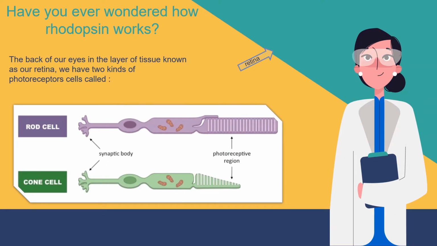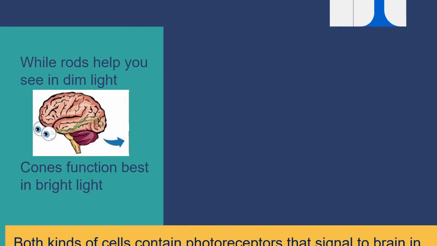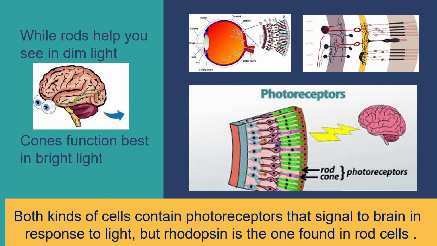Have you ever wondered how rhodopsin works? Well, at the back of our eyes, in the layer of tissue known as our retina, we have two kinds of photoreceptor cells called rods and cones. While rods help you see in dim light, cones function best in bright light. Both kinds of cells contain photoreceptors that signal to the brain in response to light, but rhodopsin is the one found in rod cells.